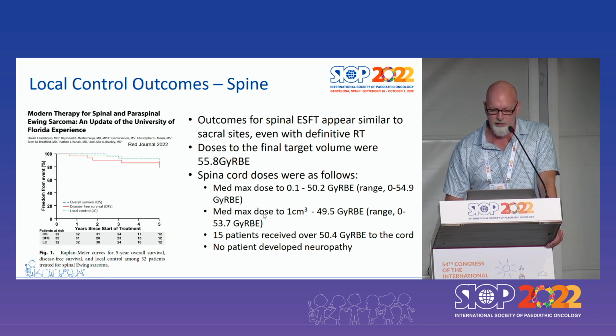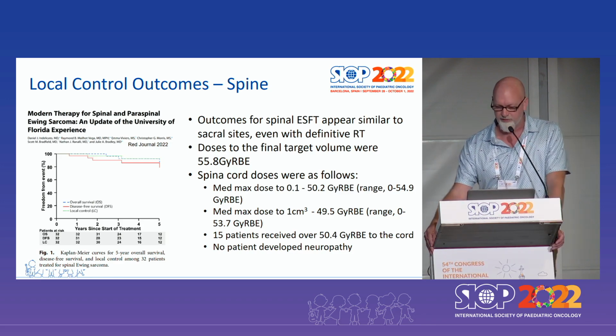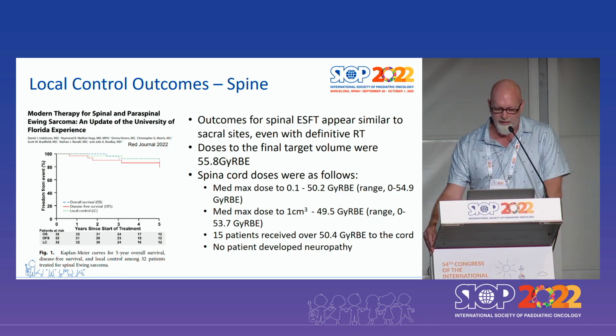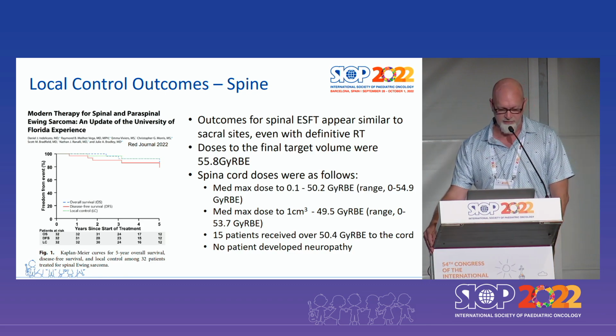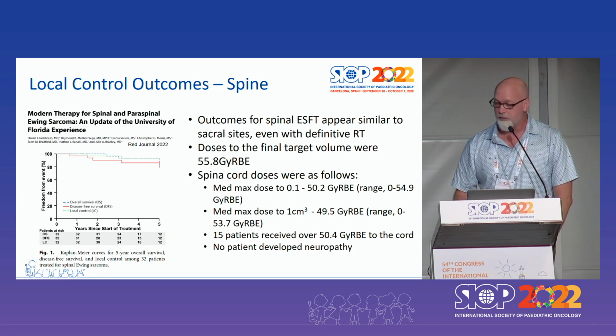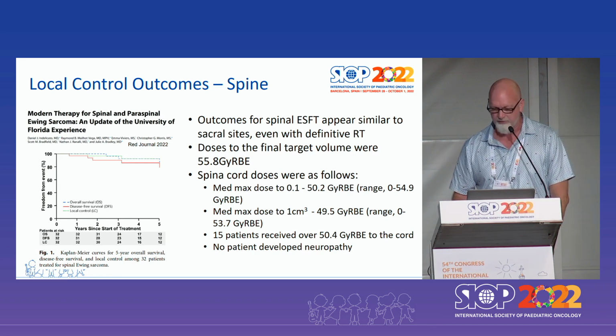And I think the important thing here from this article for me to highlight was really the doses that were acceptable along the spinal cord, which were max doses to very small volumes, albeit on average 50 gray to the cord, and in some cases point maxes were higher, even 54 gray. There were 15 patients that received over 50 gray to the spinal cord, and no evidence of neuropathy related to this treatment. So in order to cure spinal or paraspinal Ewing sarcomas, we really do need to use the doses of radiation that we use at other sites of disease. And I think there's growing evidence that you can do this safely without risks of myelopathy.